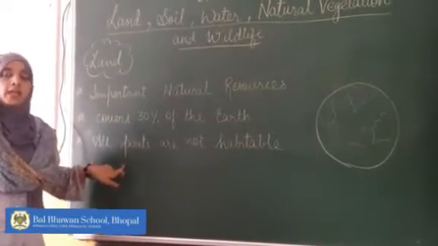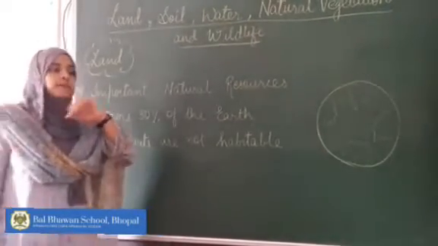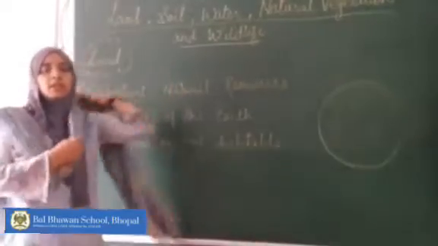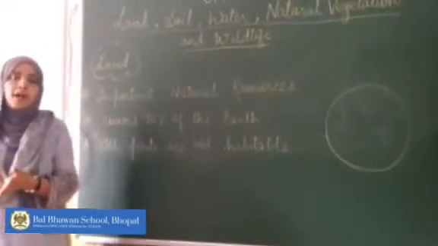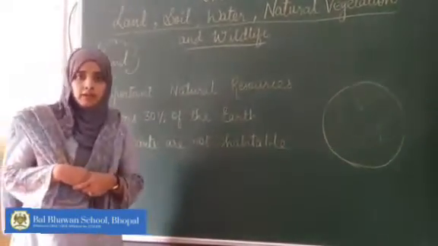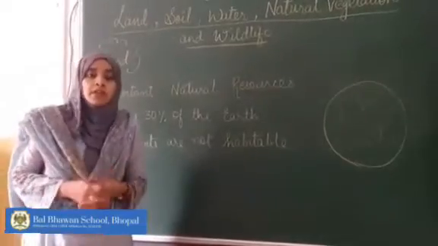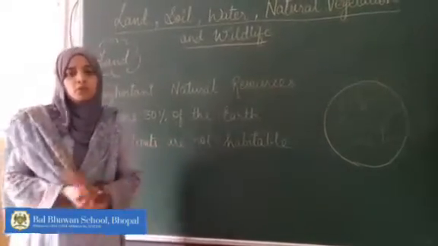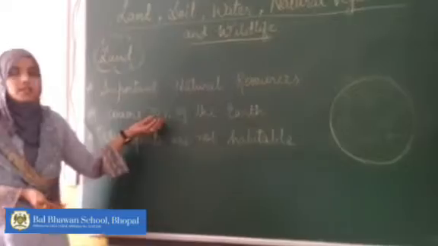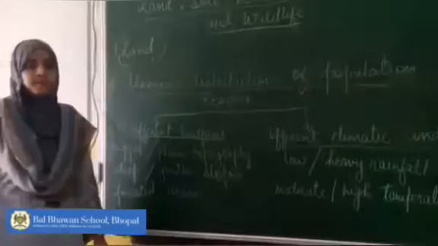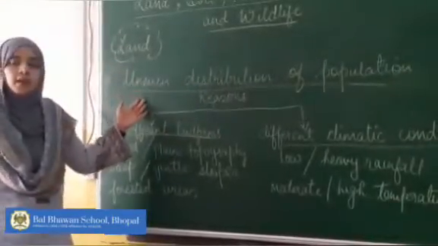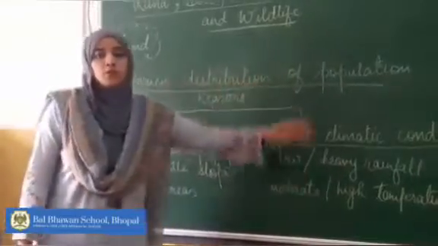It shows that in some parts the human beings are present and in some parts human beings are not living. Why is it so? What are the reasons of this uneven distribution of population on this 30% of earth? So now we will read about the reasons of uneven distribution of population.